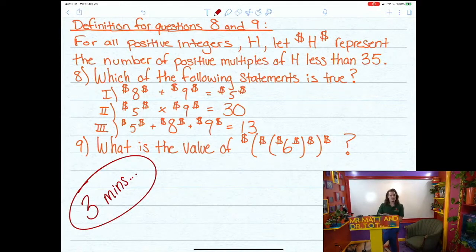And then after that, new problem, question number 9, asks what is the value of $$$$$6$ and then 3 more dollar signs. So you're evaluating from the inside out. Okay, I'll give you 3 minutes, and then I'll give you some hints.